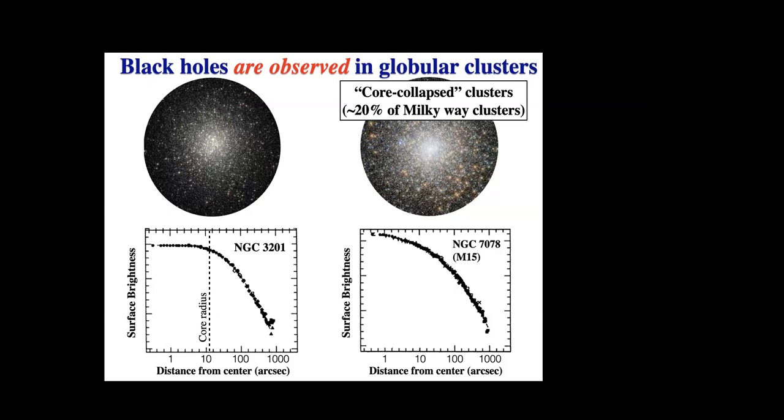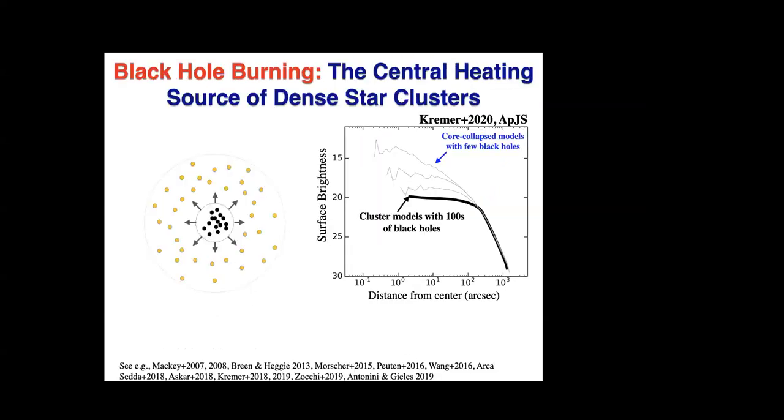So this implies that in most of the Milky Way clusters, there's some internal energy source that's delaying the relaxation process, delaying the collapse of the core to the present day. And our current understanding is that the presence of these black holes, especially black hole binaries, is the main dynamical source of this internal energy. So let me explain how this works.